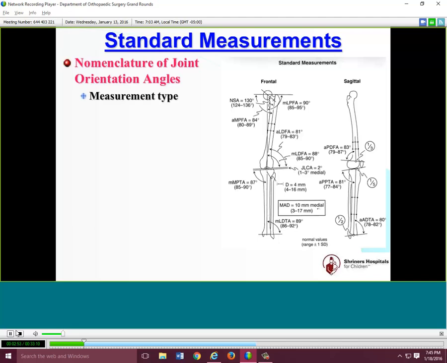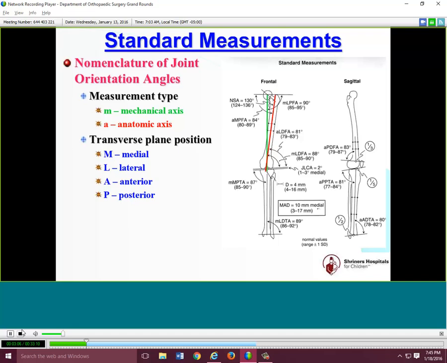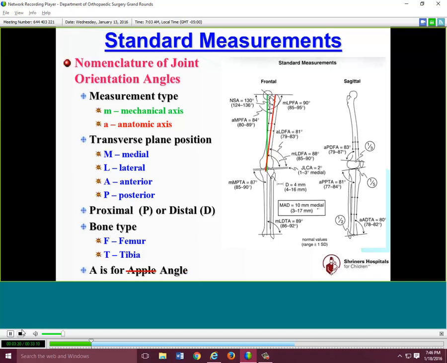And so we talk about measurement types, first in terms of the axis that we're using. There's a mechanical axis that essentially goes from the middle of a joint to the middle of the joint, or the anatomic axis that goes up the shaft of the bone. Then we look at the plane: are we talking in the coronal plane, medial or lateral, where we measure the angle, or the sagittal plane, anterior or posterior? Then proximal or distal, and then the bone type. We're only going to be talking about lower extremities here. There's a whole set of these for upper extremities as well. So we have F for femur and T for tibia, and then A is for angle.